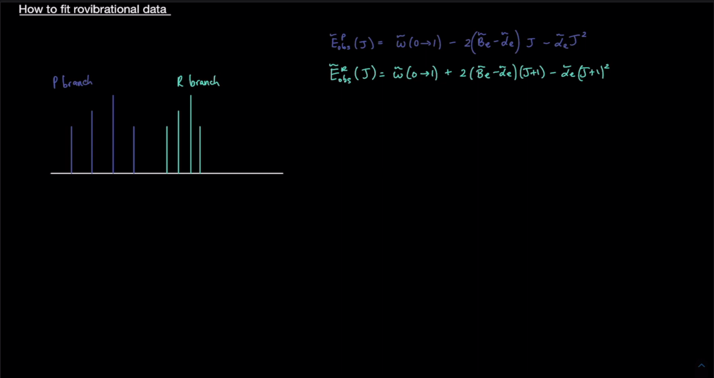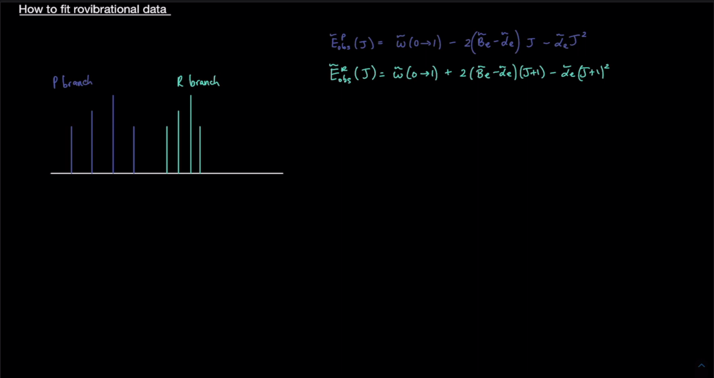And both of these things together can tell you something about the bond lengths of the diatomic molecule in the ground vibrational state and in the first excited vibrational state. But how do you get that information out of the spectrum? That's what we're going to figure out in this video.